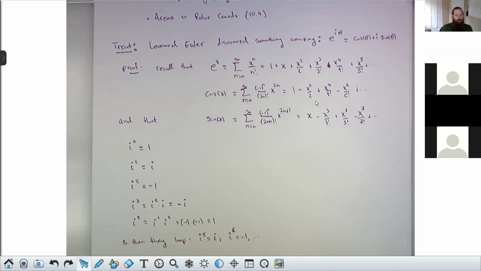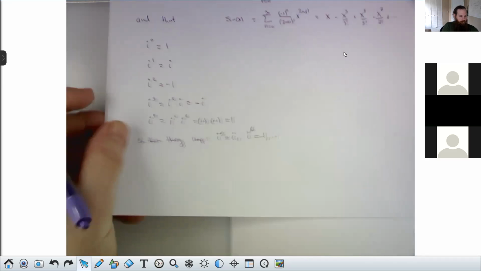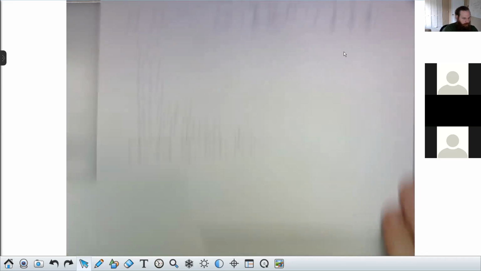So I'm going to use these 2 sets of facts, that these power series are what they are, and that powers of i do this, to find a power series for e to the i theta. And then I'm going to split that into 2 series, and you'll see one of them is cosine, the other one is sine. I'll split them according to whether they have i's or not. So here goes. Here's the proof of this really wild statement.